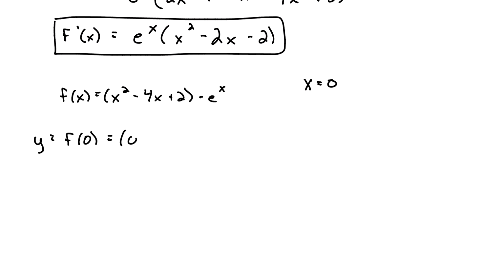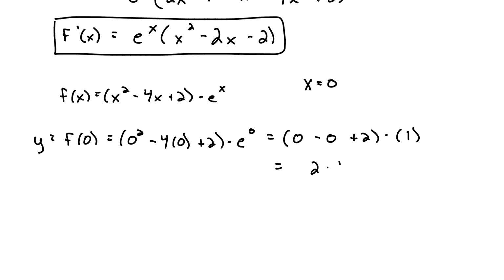This is equal to 0 squared minus 4 times 0 plus 2 times e to the 0 power. And we just need to simplify this part. So 0 squared, that's going to be 0. 4 times 0 is 0 plus 2. e to the 0 power, anything to the 0 power is always going to be 1. So I'm left with 2 times 1, which just simplifies to be 2. So that means my y value is 2.